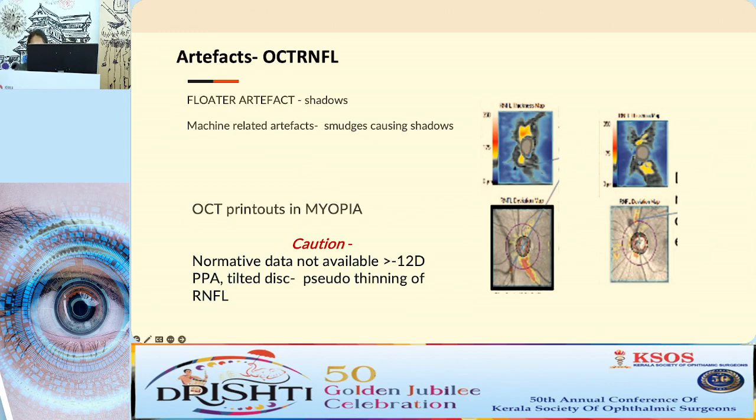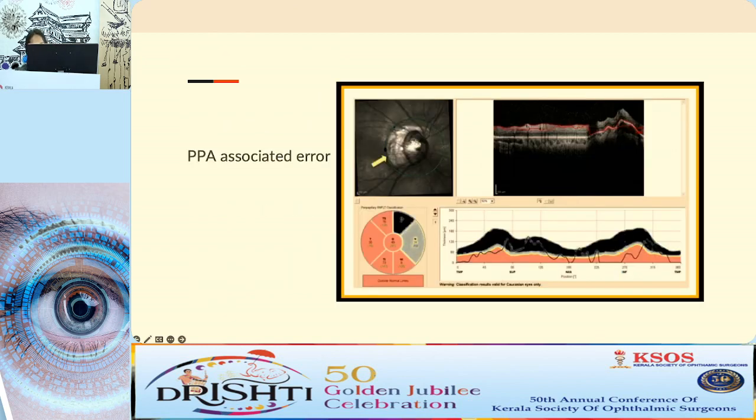OCT printouts in myopia should always be read with caution because normative data is not available for more than -12 diopter, and peripapillary atrophy and tilted disc can cause pseudo-thinning of the RNFL, as in this case.